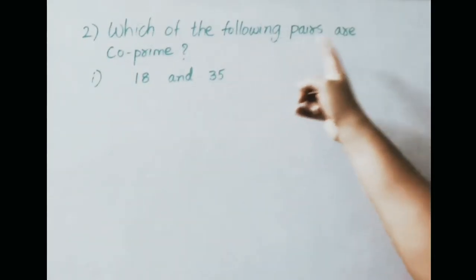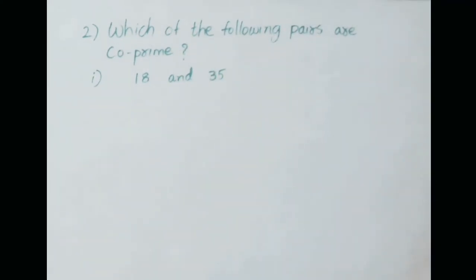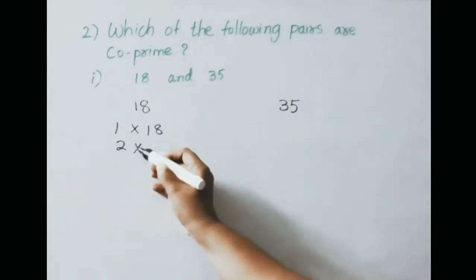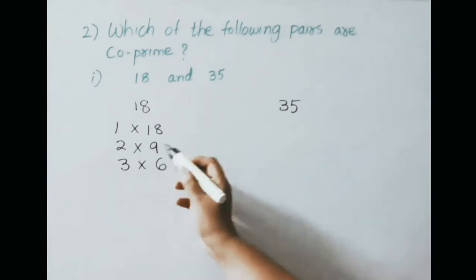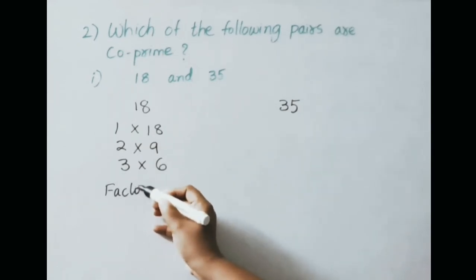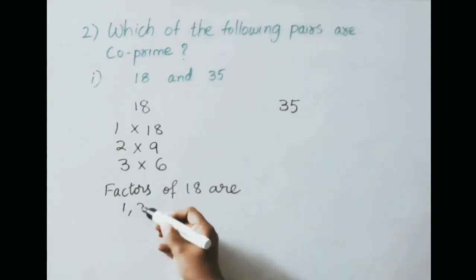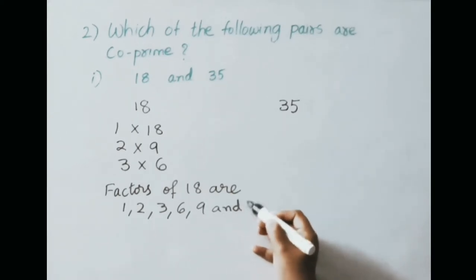See the second sum now. Which of the following pairs are coprime? Now let us see what coprime means. The numbers that have only 1 as a common factor are called coprime. Now let us write factors for 18. 1 into 18, 2 9s are 18, 3 6s are 18, reverse order, 6 3s are 18, 9 2s are 18, 18 1s are 18. Factors of 18 are 1, 2, 3, 6, 9 and 18.